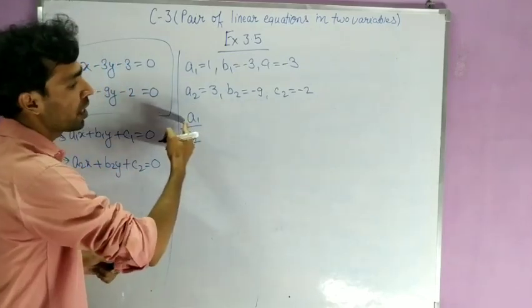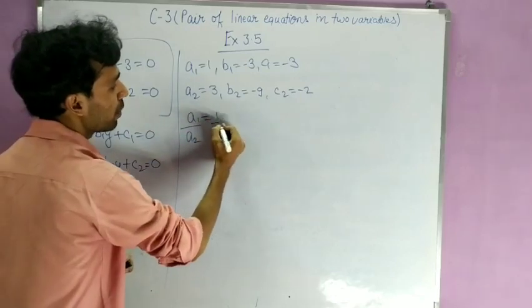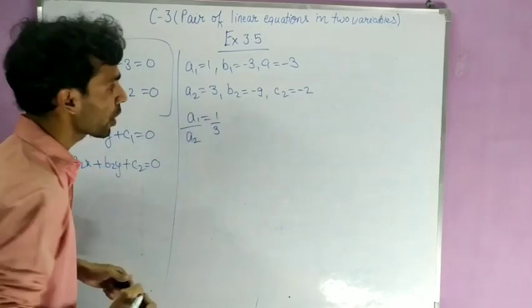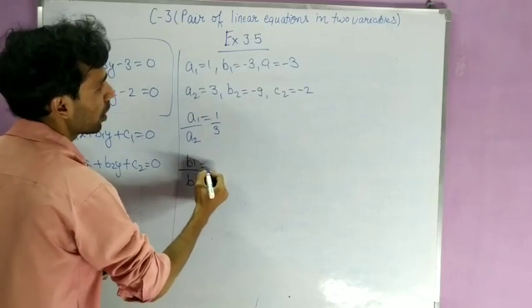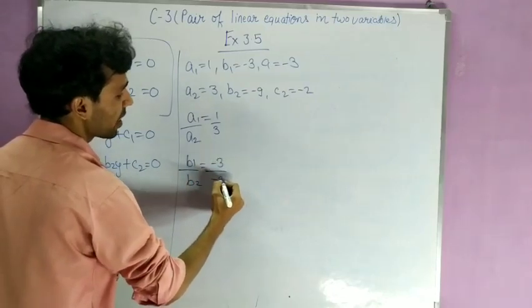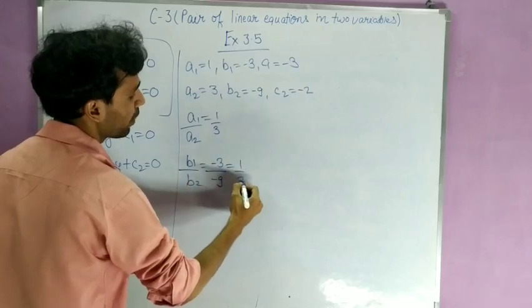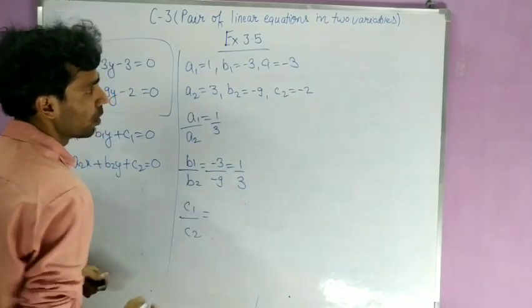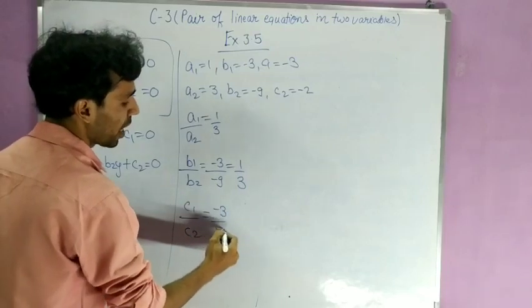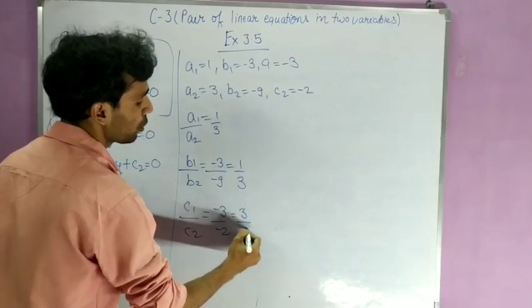So when you calculate a1 upon a2, you will get 1 by 3. Now calculate b1 upon b2. So b1 upon b2 will come minus 3 upon minus 9, which is equal to 1 by 3. Now c1 upon c2, minus 3 upon minus 2, that is 3 by 2.